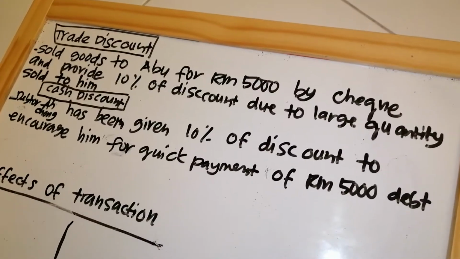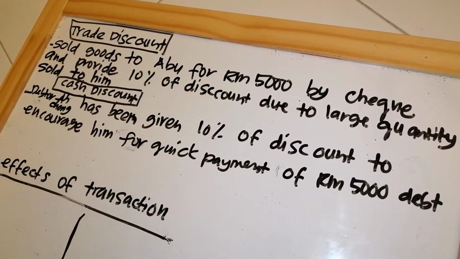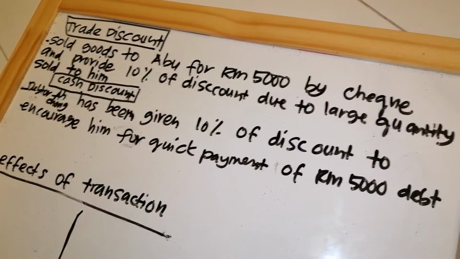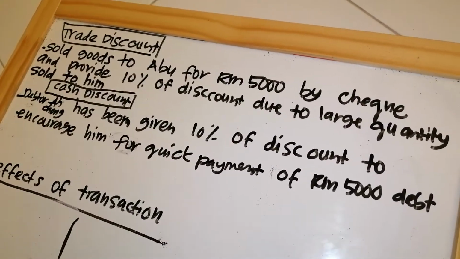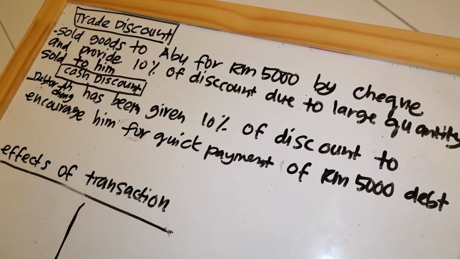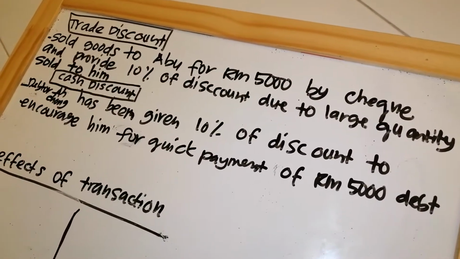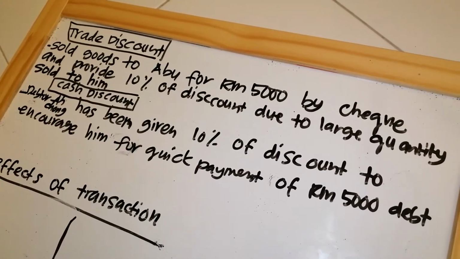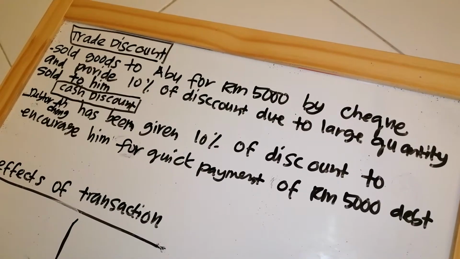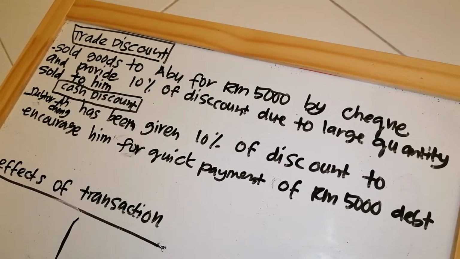Or maybe the customer itself demands for discount. Macam you pergi kedai lah, you beli banyak, you tak boleh kasih discount ke? So, bila okay bagi you discount, that means it is a straight discount because you beli banyak.